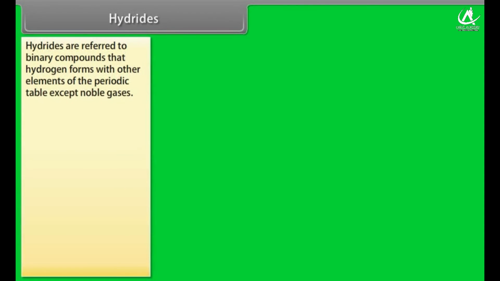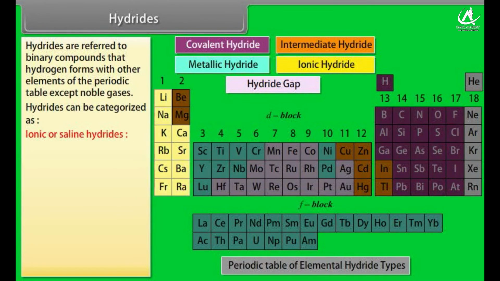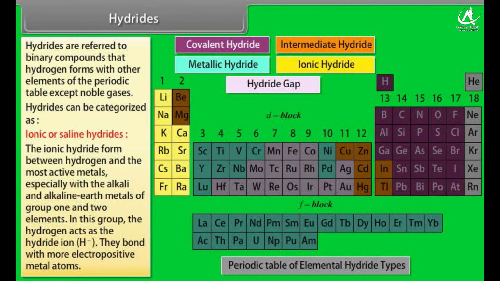Hydrides. Hydrides refer to binary compounds that hydrogen forms with other elements of the periodic table except noble gases. Hydrides can be categorized as ionic or saline hydrides. The ionic hydrides form between hydrogen and the most active metals, especially with the alkali and alkaline earth metals of group 1 and 2 elements.